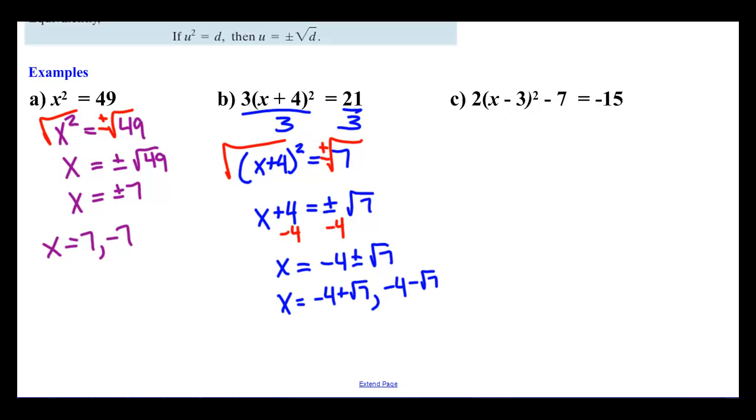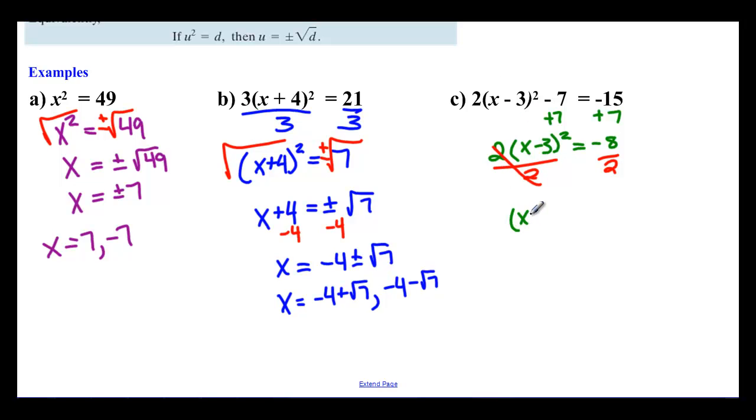So for our third example, we're going to have a couple extra steps before we can get the thing that's squared by itself. So the first thing we want to do is, again, we're trying to get this x minus 3 squared by itself. So we're going to move this negative 7 over. So plus 7 on both sides. So we're going to have 2 times x minus 3 squared equals negative 8. And then we need to divide both sides by 2 to get this 2 to go away. So we're going to divide both sides by 2.